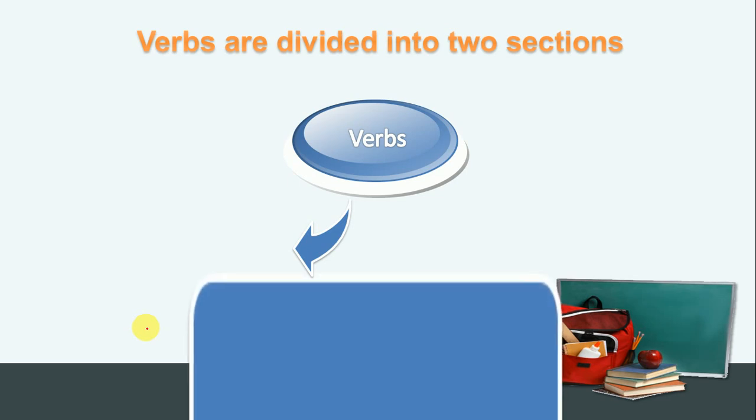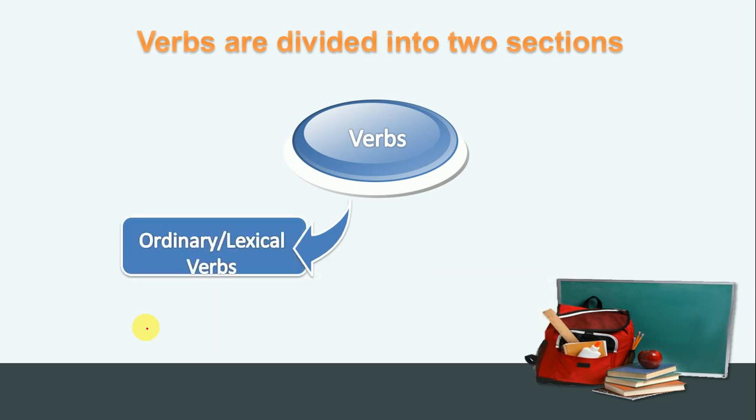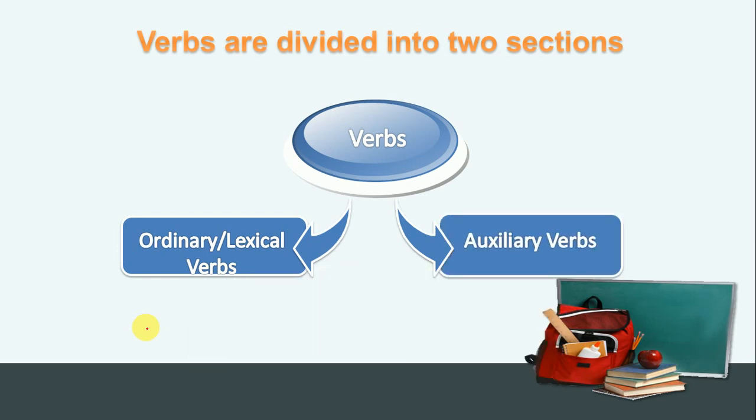We have ordinary verbs or lexical verbs. On the other hand, we have auxiliary verbs. Okay, so now what are ordinary verbs? What are auxiliary verbs? We will study each one of them individually. Let's see now.